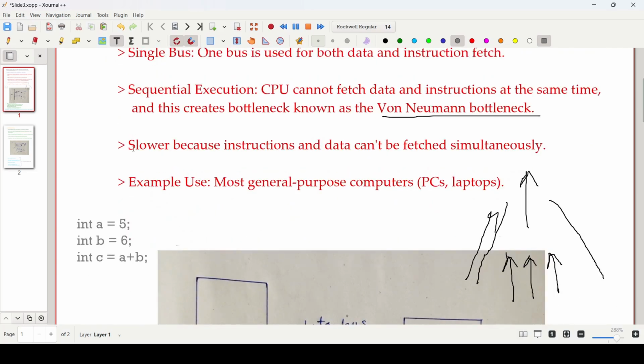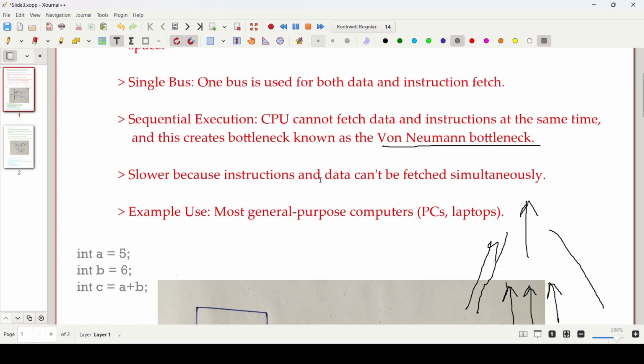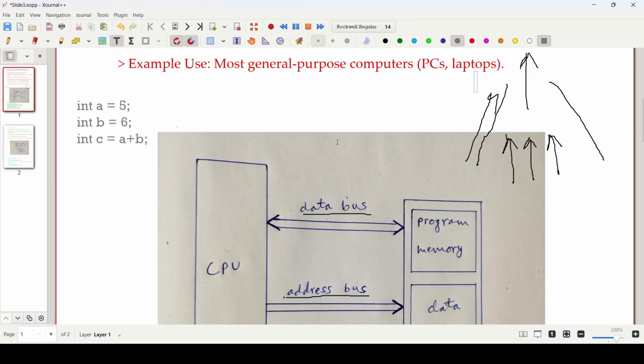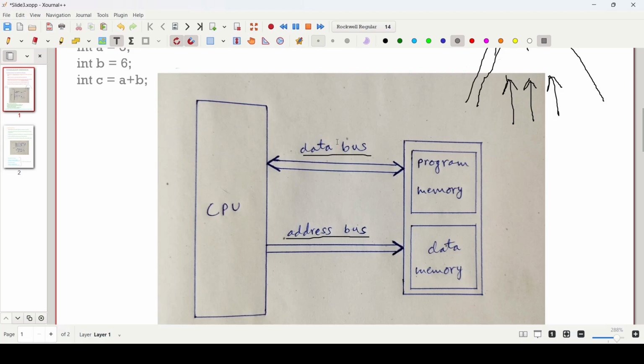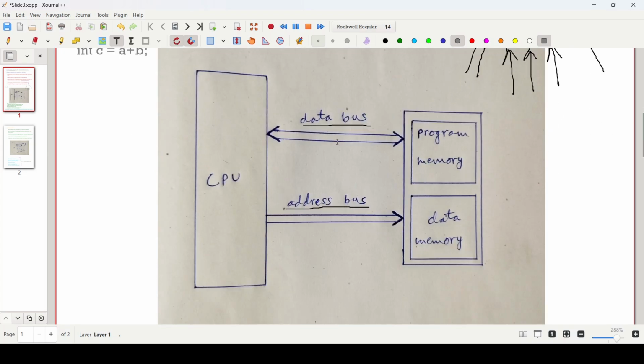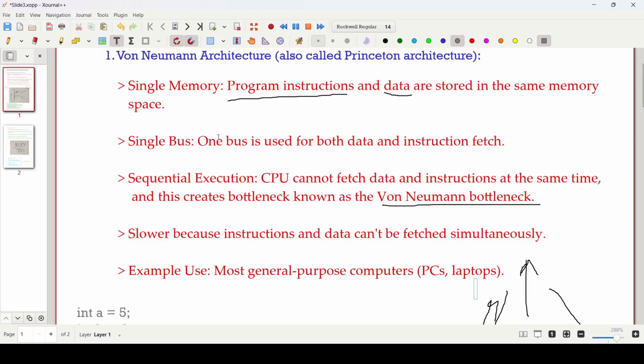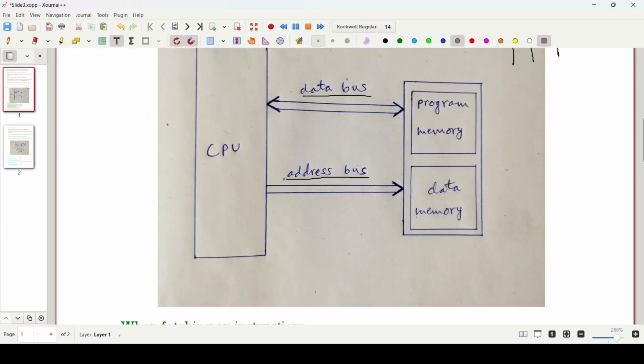So obviously it will be slower because the instruction and the data cannot be fetched simultaneously, right? Examples: most general purpose computers use this architecture, like your PCs, laptops, desktops, right? So it is a very common type of architecture we are usually using these days. This outer box is representing the same memory block, as I listed here, the same memory space. Both the data bus and the address bus are used for the program as well as the data.